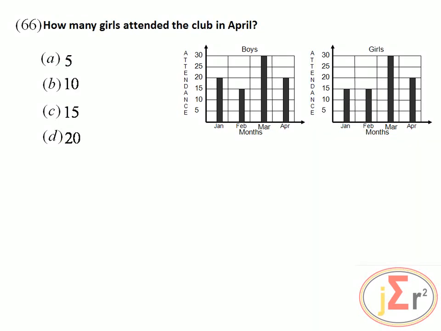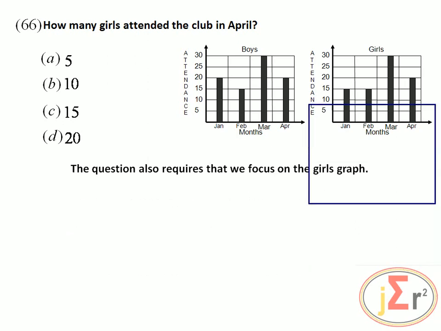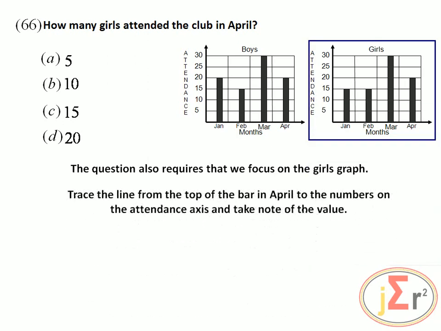How many girls attend the club in April? What do we do? The question also requires that we focus on the girls' graph. Trace the line from the top of the bar in April to the numbers on the attendance axis and take note of the value. So we are going to answer the question, how many girls attend in April? Go to April. Go straight across. So that's it, 20. So we have 20 girls.